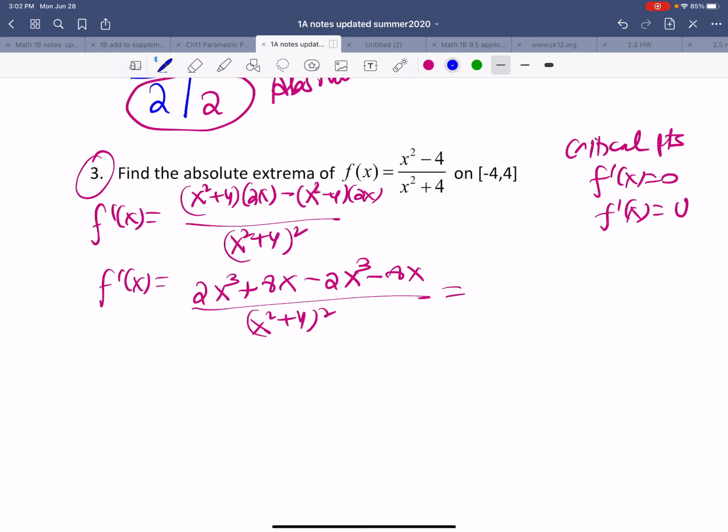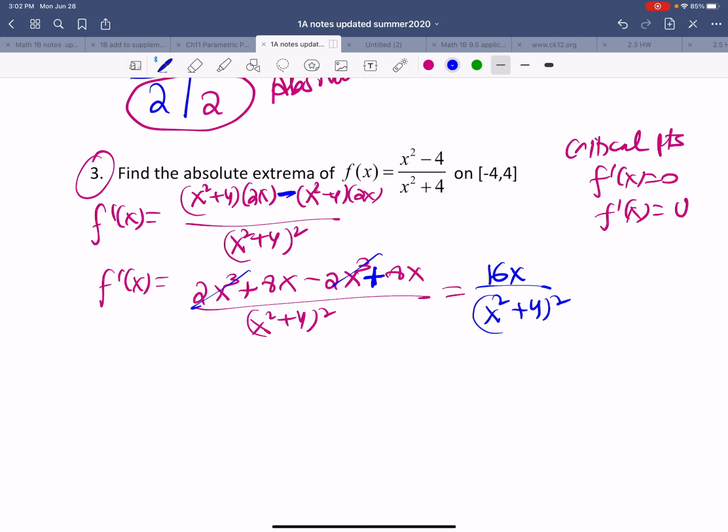Let's clean up. In the numerator, looks like I can get rid of the 2x cubed terms. That leaves me with 8x. When we subtract, it's actually going to become positive, another 8x. Because of the negative in the middle, when we distribute the negative sign, it's going to become positive. So we get 16x over (x squared plus 4) squared.